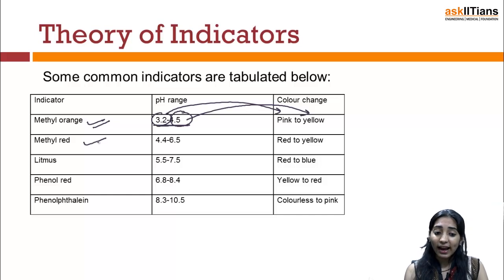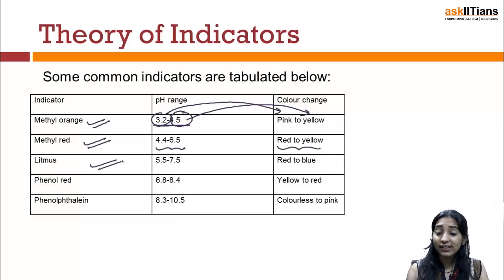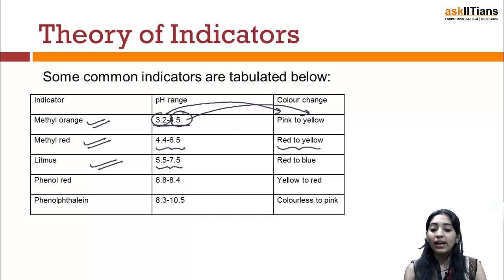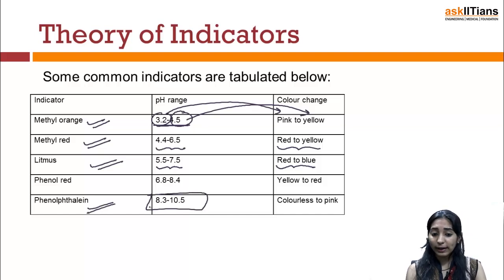Similarly, for methyl red, the pH change range is 4.4 to 6.5, and the color changes from red to yellow. Now, for another indicator, litmus, which is very important and generally used in chemistry labs, the range is 5.5 to 7.5 and the color changes from red to blue. Let's also come to another very commonly used indicator, phenolphthalein. For phenolphthalein, the working range is 8.3 to 10.5.